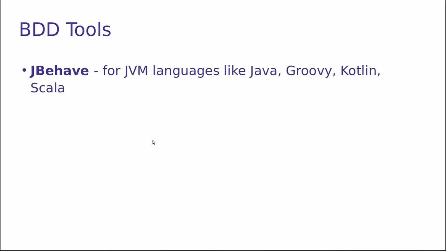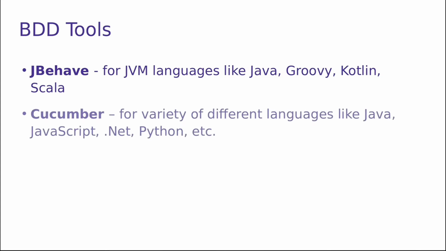Then if we look at the BDD tools, we have JBehave, which is for the JVM languages like Java, Groovy, etc. JBehave is the one that actually introduced this BDD concept. And then there's Cucumber, which is the most popular one. It's more popular because it supports all sorts of different languages, Java, .NET, JavaScript, and everything. And also, of course, we have Jasmine for JavaScript.